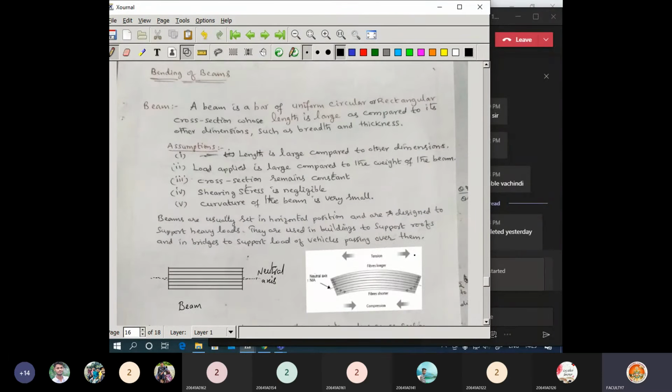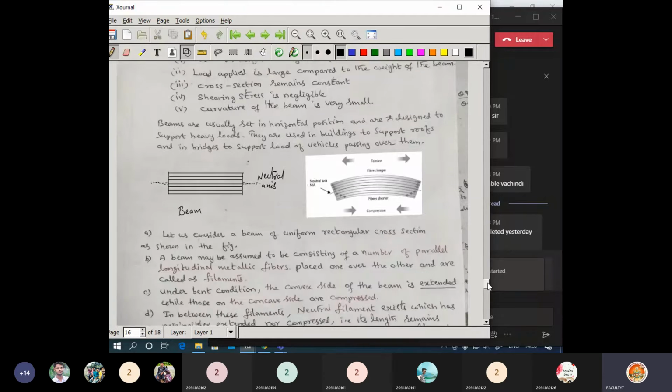This is the topic we are seeing, bending of beams. We had given the definition here. A beam is a bar or a rod here. It should be uniform, and the geometry should be either circular or rectangular. If we are considering the dimensions, the length should be larger when compared with the breadth and the thickness or the width.